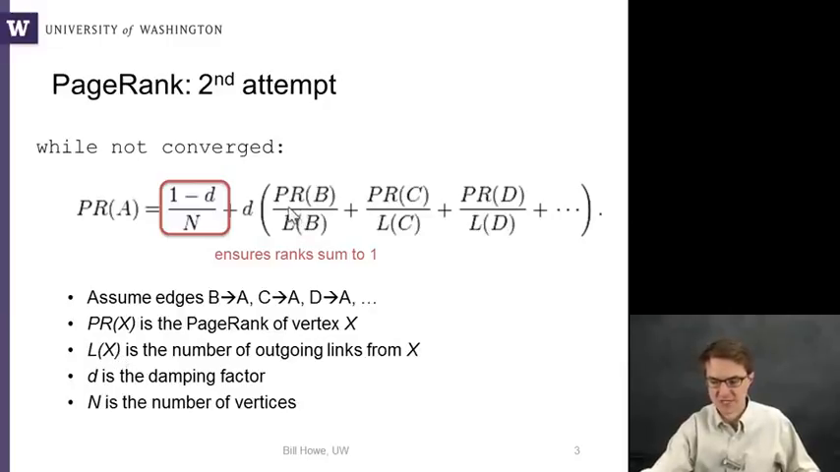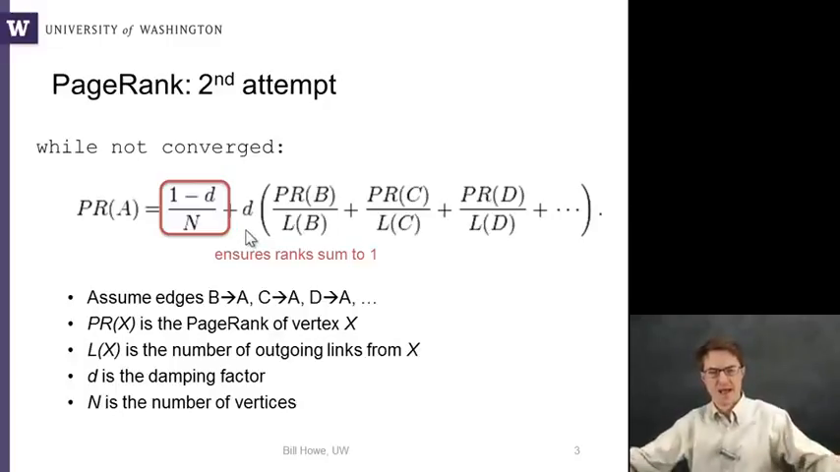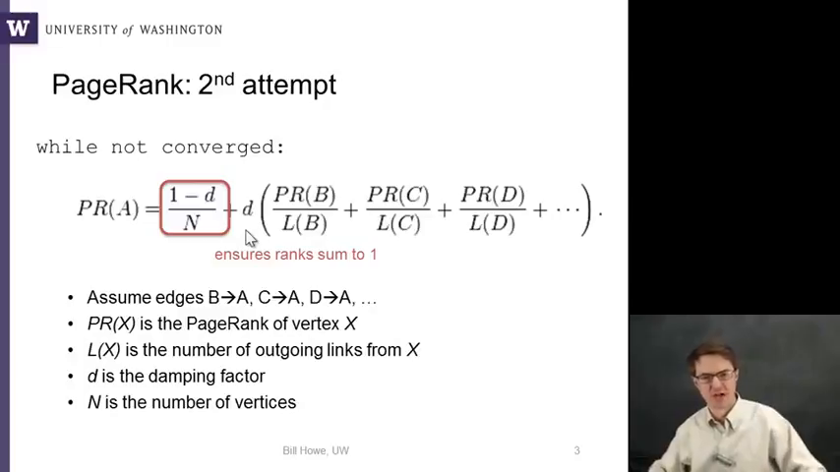And so for A, we take the PageRank of B and divide by the number of outgoing links away from B. Take the PageRank of C, divide by the number of outgoing links away from C, and so on. Add all that up, and that's all the contribution to A. And then we multiply by a damping factor to make sure that what we pass on diminishes over time as we get further and further away. And then this other term in this expression is just to ensure that all the ranks sum up to 1, so that we can interpret them as probabilities.